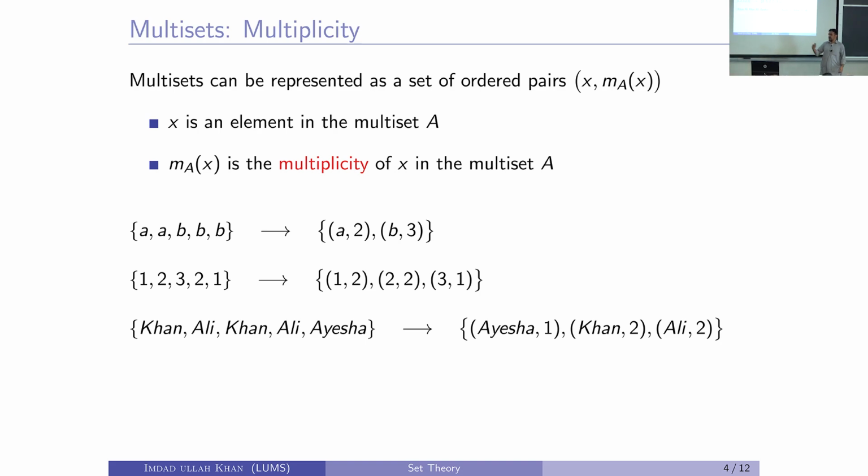The third set Khan, Ali, Aisha is Aisha 1, Khan 2, Ali 2. You can write that in any order, right. You can bring this Ali to the first place and Khan to the third place. That's exactly okay, as long as the frequency and the object are clear. It's just notation.